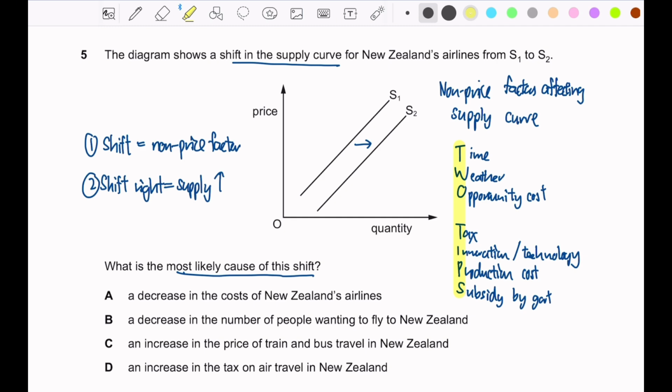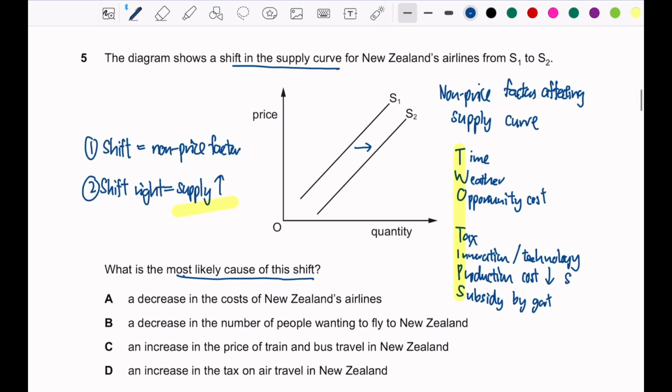So right now, we know that it is supply increase. So what would cause supply to increase? So we can look at it. A, a decrease in the cost of New Zealand's airline. Yes, production cost, this falls under production cost. When production costs decrease, supply will increase. Yes, this is the correct answer. We found it. So A is the answer.